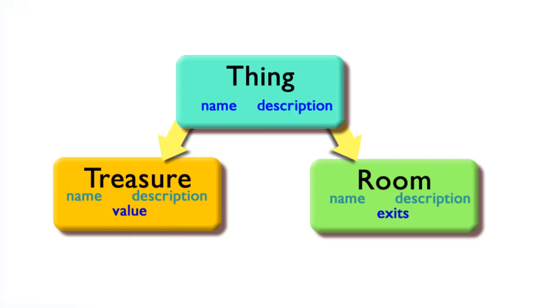And the same is true of the room class. It also descends from thing, so it automatically gets a name and a description, and it adds on one extra feature. In this case, that's the exits of the room. Now when I talk about features in real code, these might be a combination of data, variables, and behavior, that's methods. We'll look at actual code in later videos.